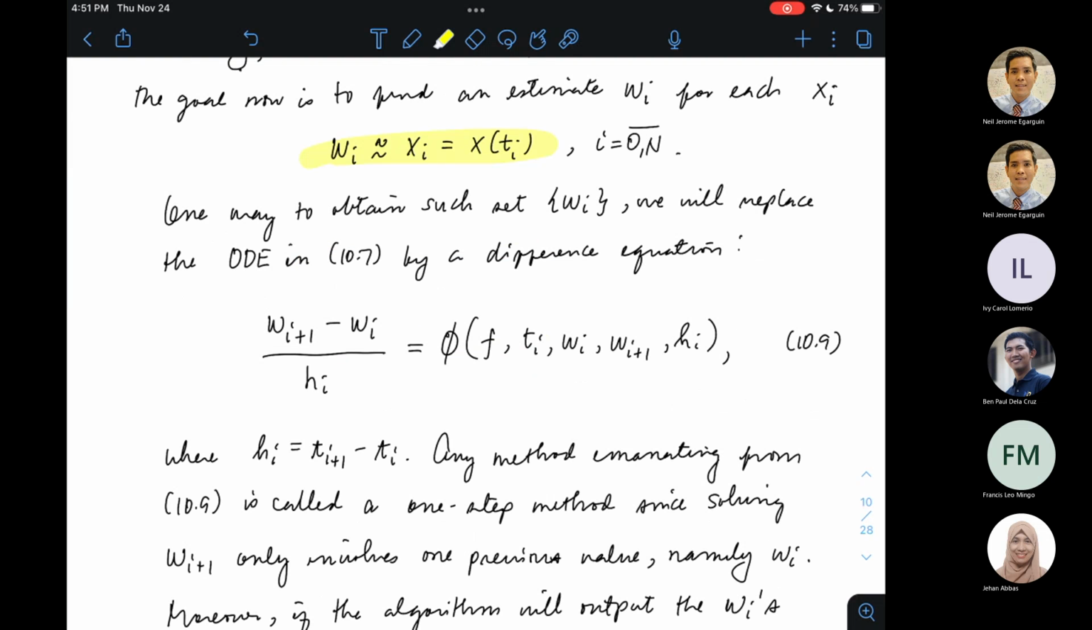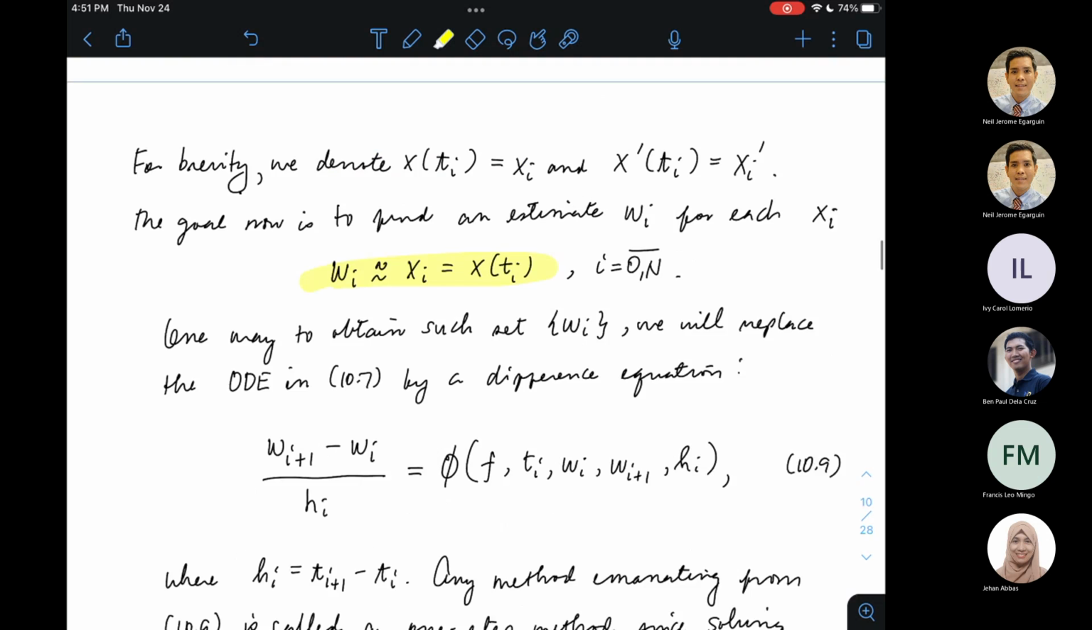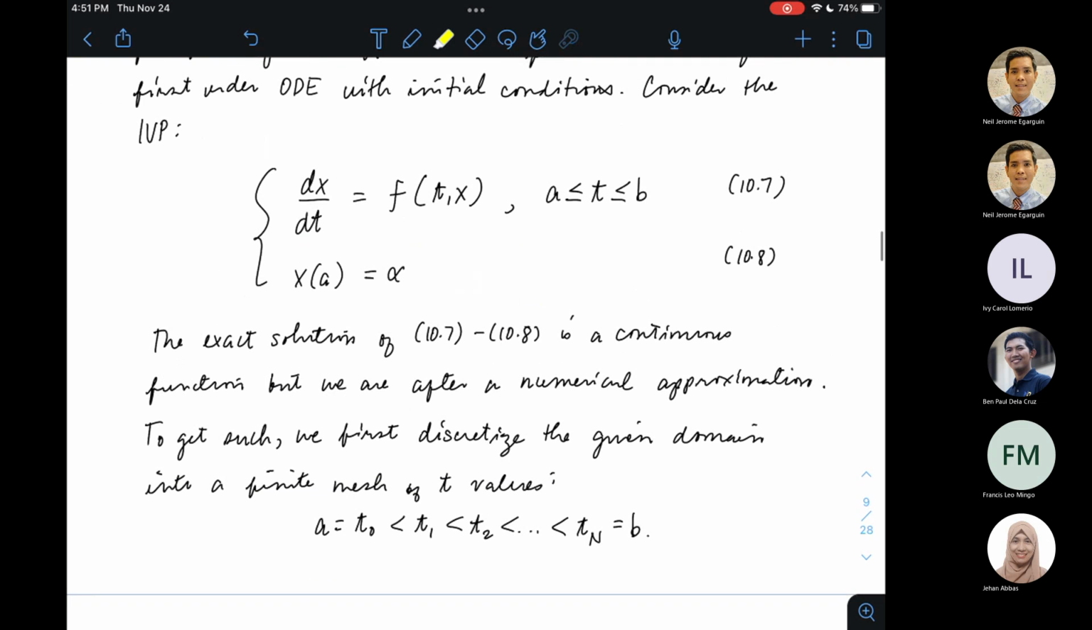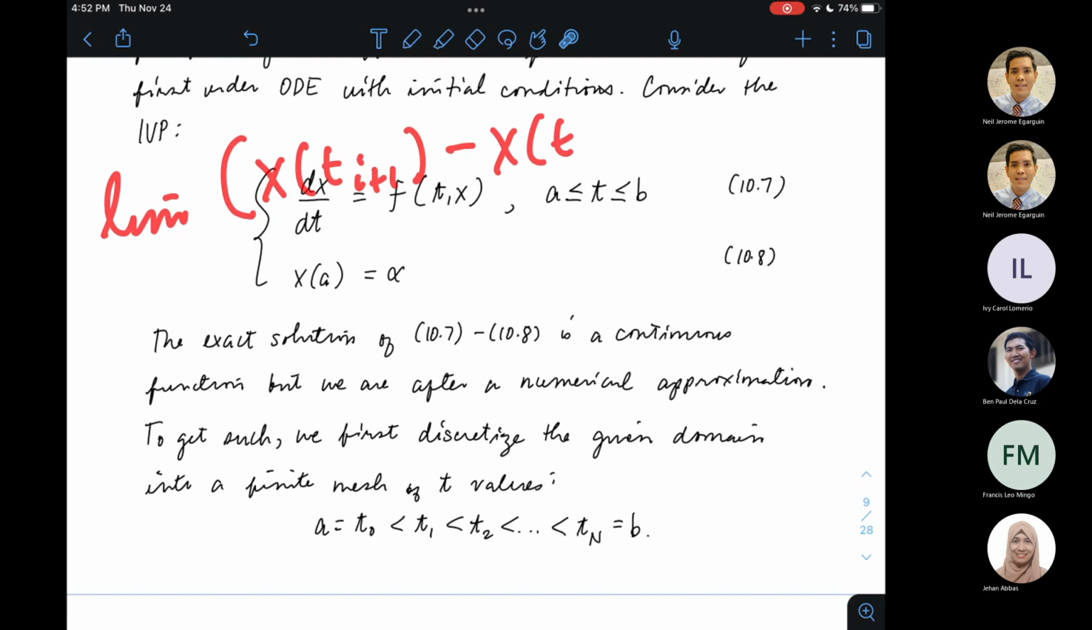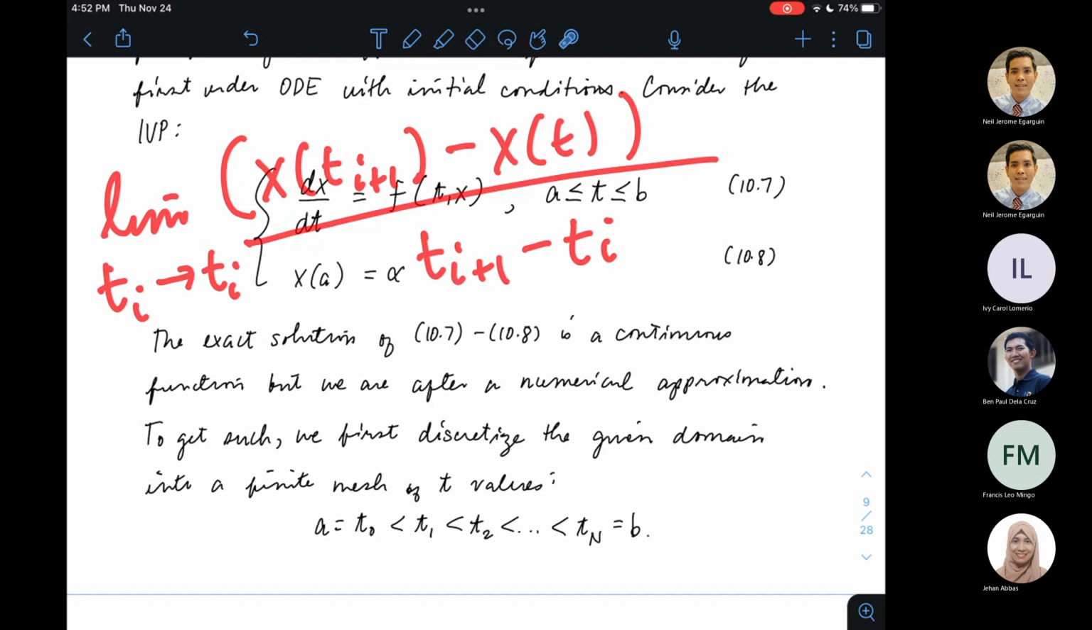Now, how do we do this? Well, the classical approach is to replace the derivative in equation 10.7 by a finite difference. Because remember, the definition of this derivative is just the limit of x of t sub i plus 1 minus x of t sub i, all over t sub i plus 1 minus t sub i, as t sub i approaches t sub i plus 1, or the other way around, right? Ito lang yung definition ng derivative.